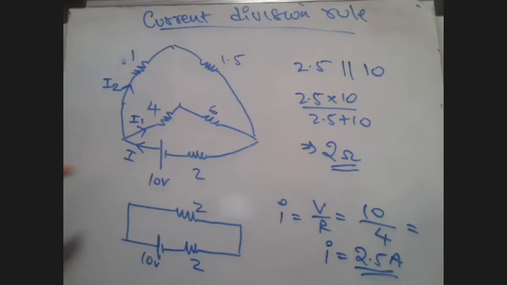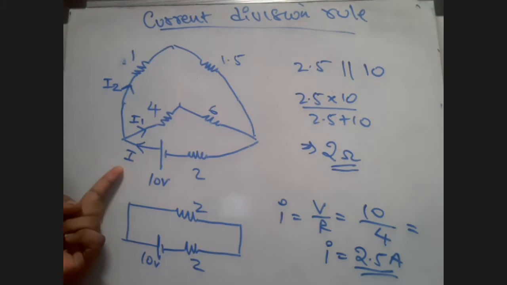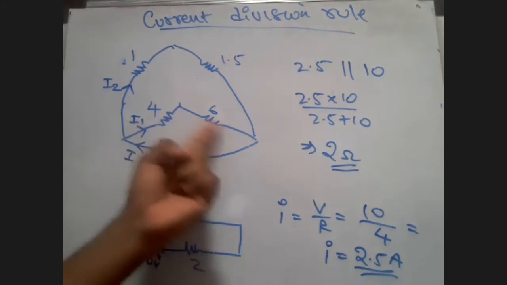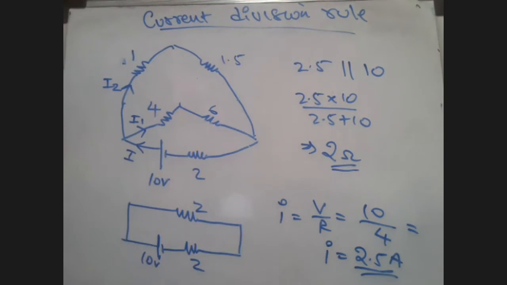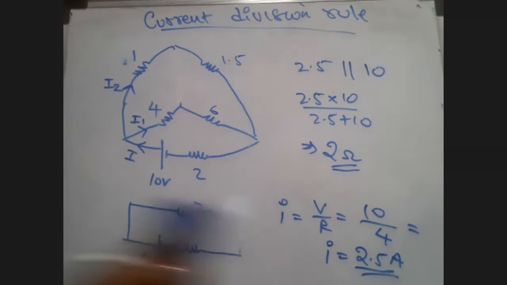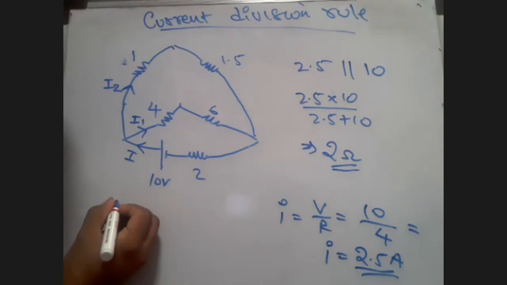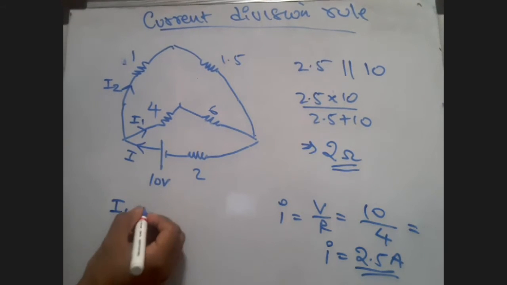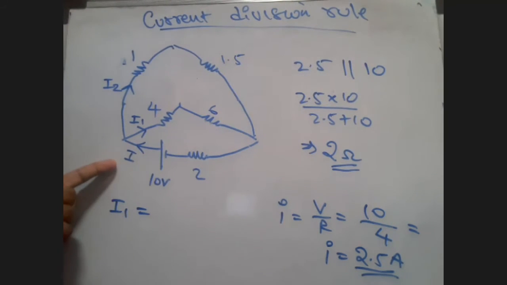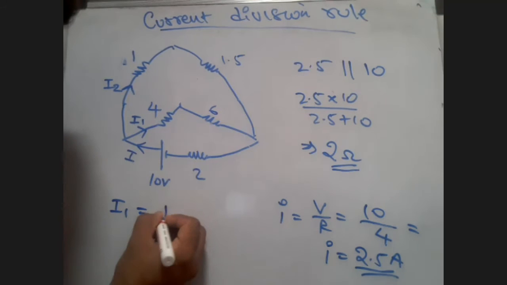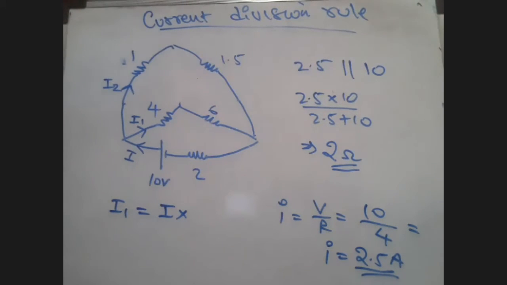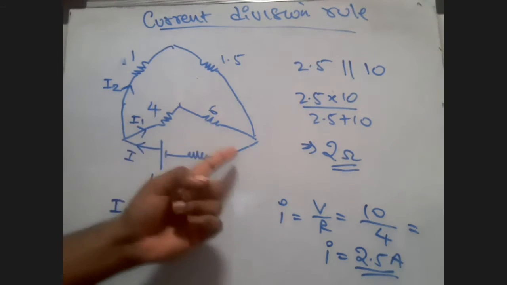So in that case, if my total current I is 2.5 amperes and I have to find out the current through this branch, simply apply the current division formula. And how will we apply that? Just tell me the formula, everyone. What is going to be I1 equal to? I1 will be the incoming current I into what? The resistor opposite to the branch you are considering.